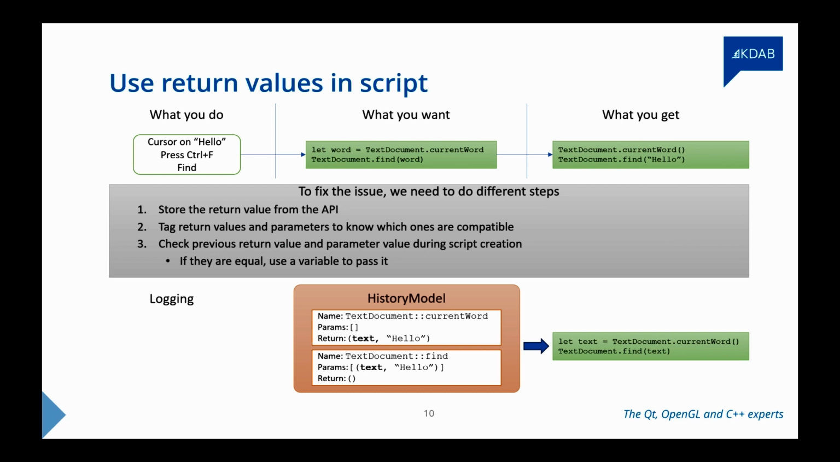And to use this value, we need to make sure that during when the user did anything with the application, the return value and the parameter has the same actual value. So we compare the value here. The return value is hello. My parameter is hello. So yes, I can use it. And then now I can write let text document current word, and then text document find text.